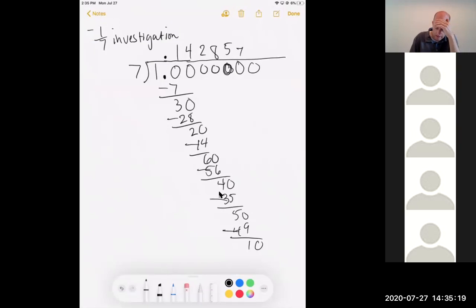Okay, did anybody get this far? 1, 2, 1, 4, 2, 8, 5, 7. Yeah, and then since we're back at 10, it would just do the same thing over again? Yes, it would. How cool is that? This part right here will repeat. So we put a bar over this whole thing here because it will go again through that cycle. 1, 4, 2, 8, 5, 7, 1, 4, 2, 8, 5, 7.